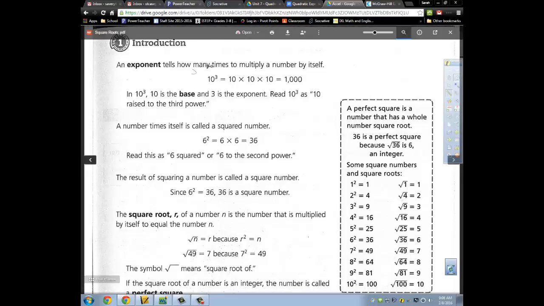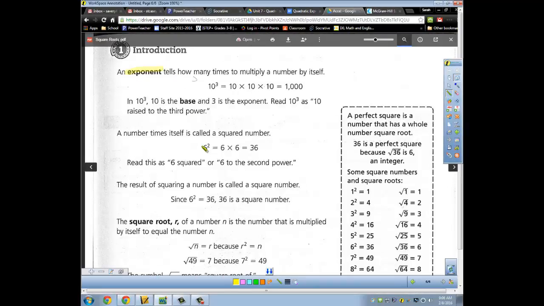So an exponent tells you how many times to multiply a number by itself. So 3 here would be our exponent, so it's a really tiny number. The base is the number that's getting multiplied, so 10 would be our base in that problem. So 10 to the third power, or 10 cubed, would mean 10 times 10 times 10, which is 1,000.